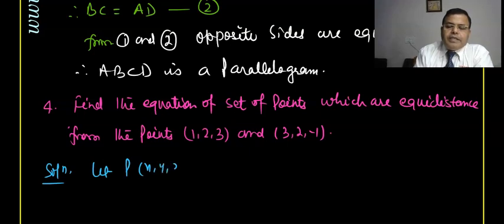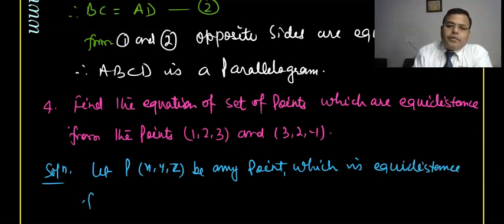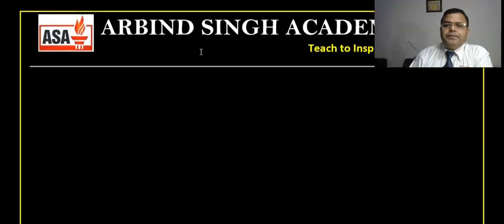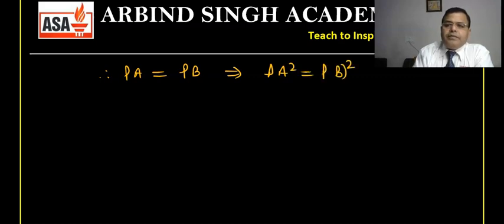Let P(x, y, z) be any point which is equidistant from the points A (1, 2, 3) and B (3, 2, -1), and therefore PA is equal to PB. This implies PA square is equal to PB square, isn't it?